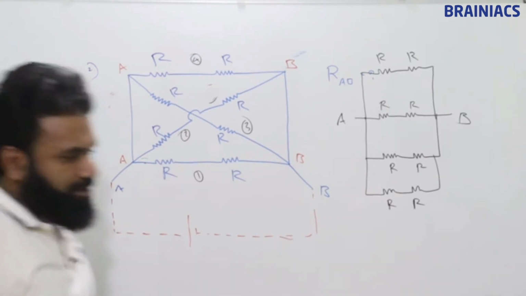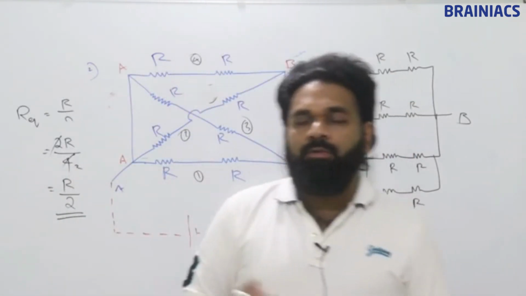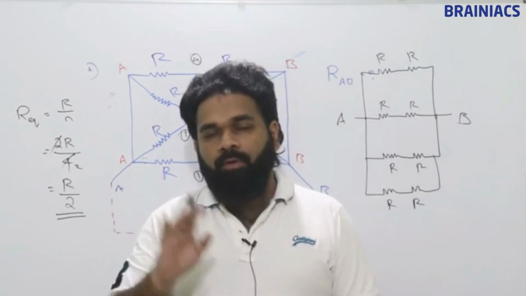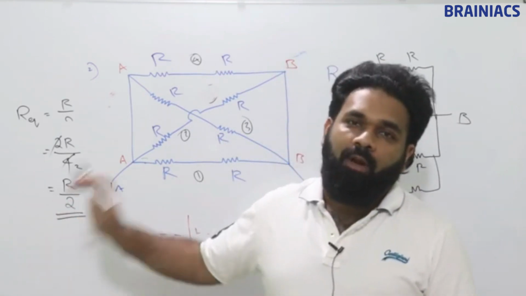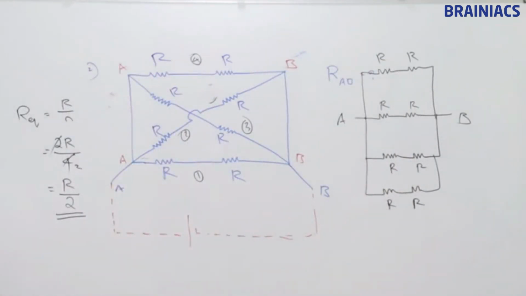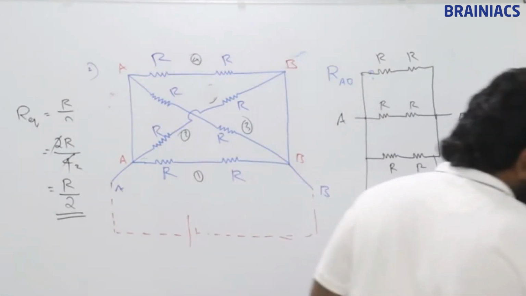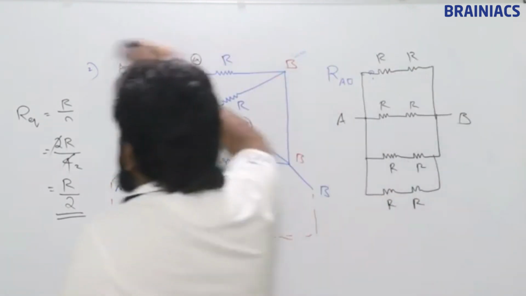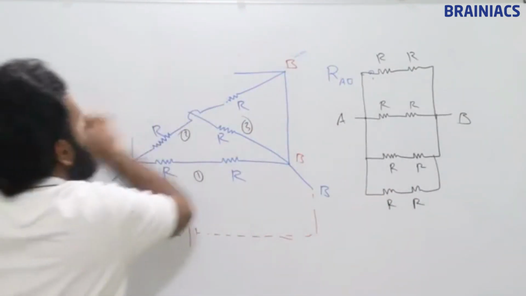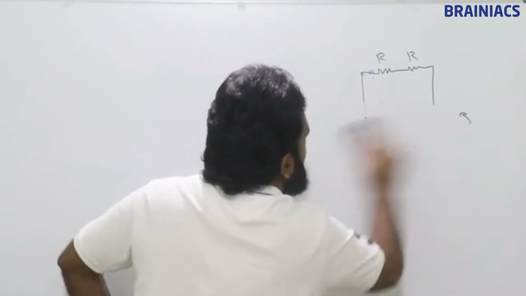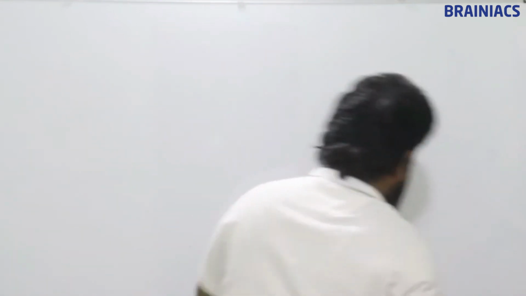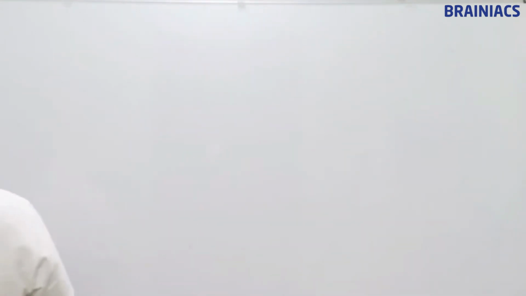R by 2. In the options it will be given like R by 4, 3R by 4, 2R, something like that. R by 2 will also be there in the options. We will have to answer that. Note it down. Another question.